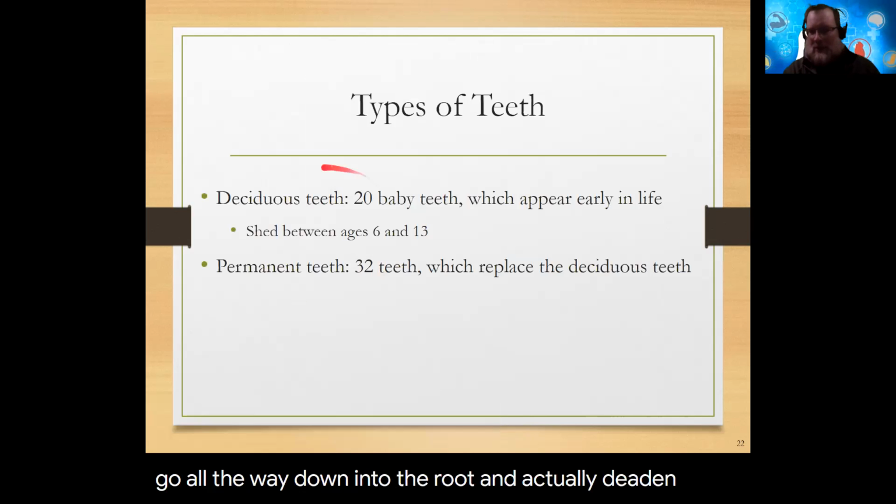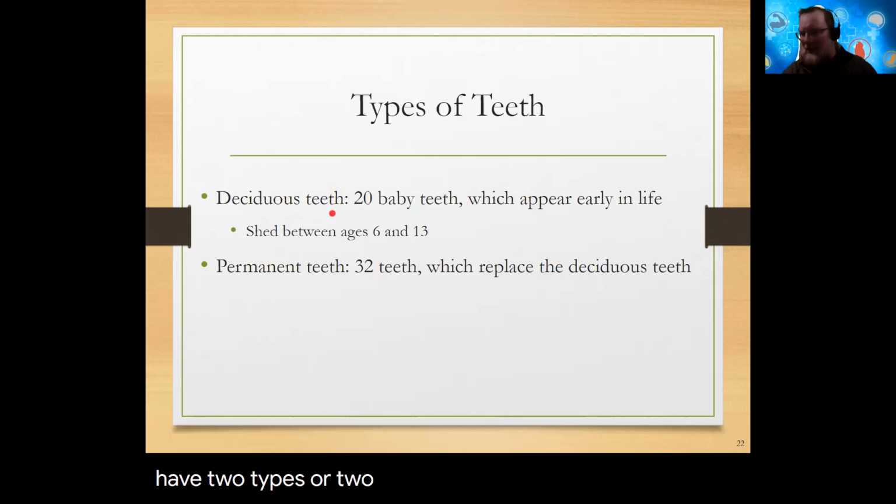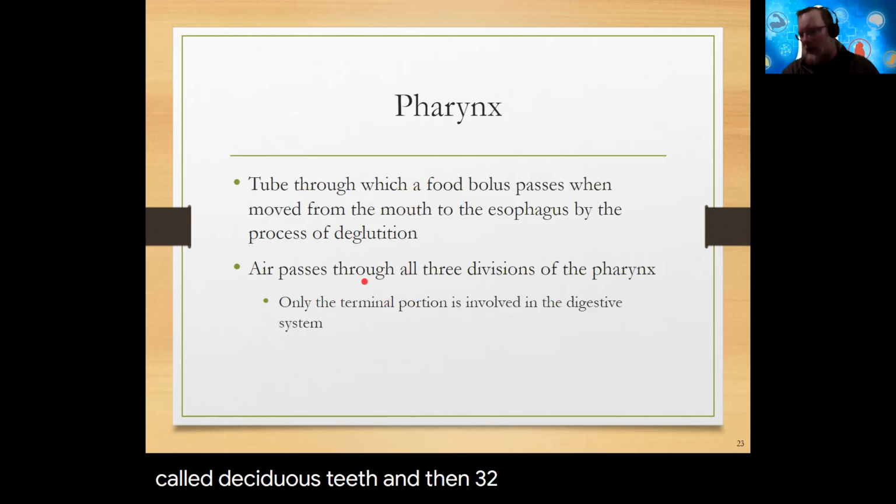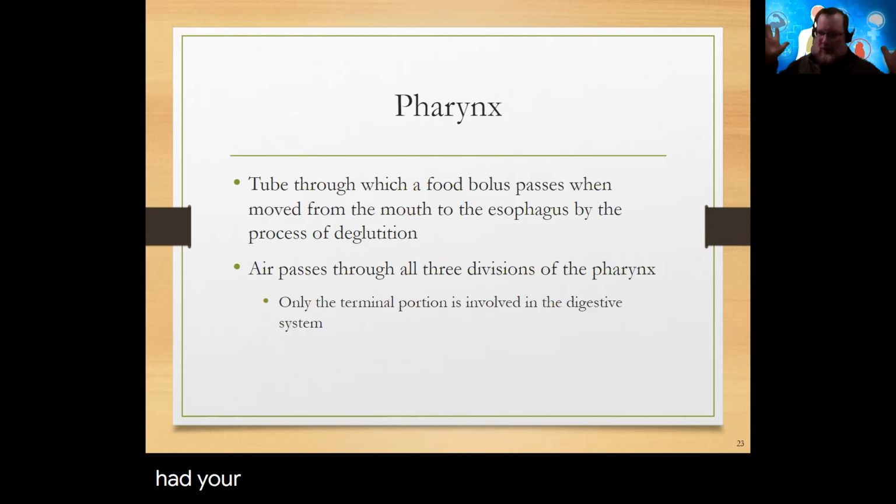We have two kind of sets of teeth, right? Your baby teeth and your adult teeth. You have 20 baby teeth, and they're called deciduous teeth, and then 32 permanent teeth. Those 32 permanent teeth do include the wisdom teeth. So if you had your 4 wisdom teeth removed, you would have 28 teeth.